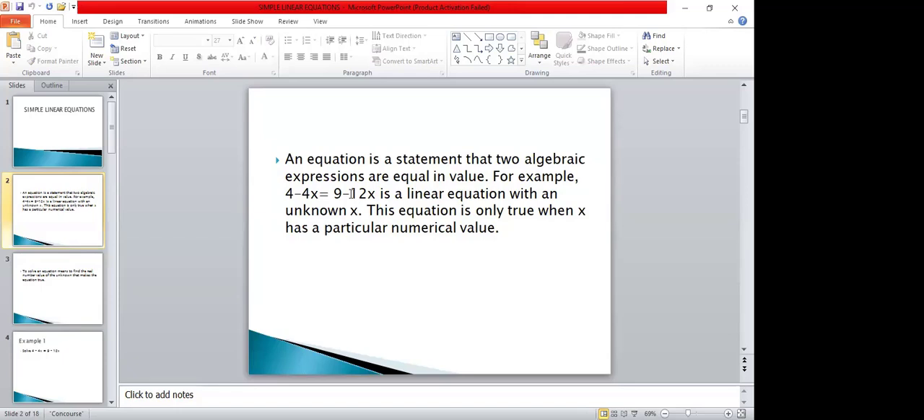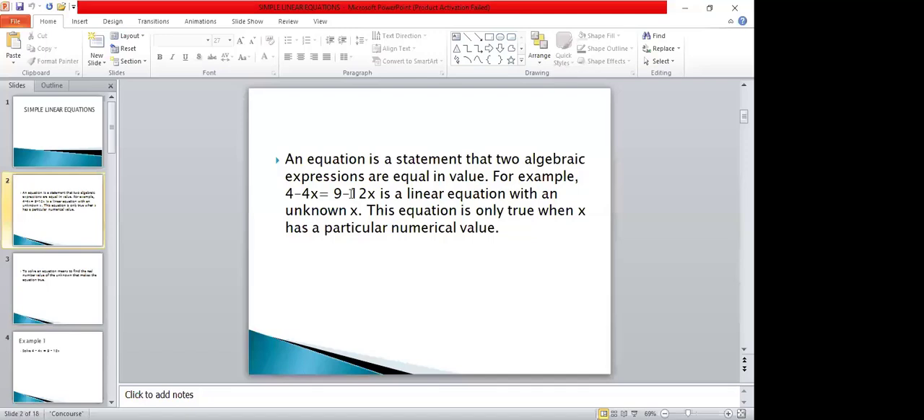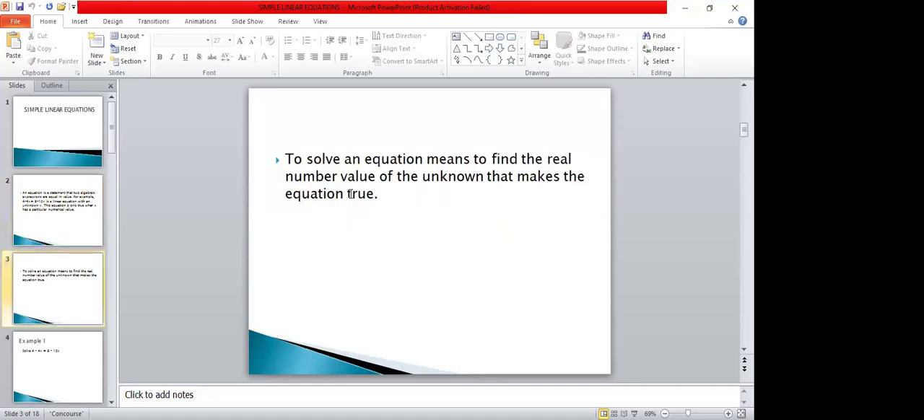We need to go to an example. But before we go to example, whenever you have an equation, what you normally do to an equation is to solve it. So what do you do when we have to solve an equation? Whenever we are asked to solve, we need to find the unknown. That is what we do. Aisha, are you with me? Yes. Good. So to solve an equation, it means you need to find the value of your unknown.